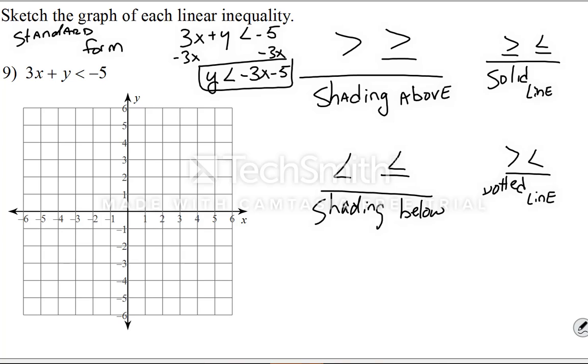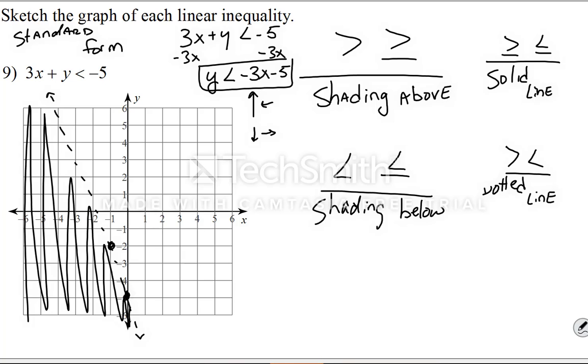I am going to graph it at -5 on the y. I'm going to go up 3, 1, 2, 3, left 1. You notice my movement for negative was up and left or down and right. I can't go down because I'm off the graph. That is why you need to memorize both movements. Now if I look at the symbol, it is a less than, which has two different things. One is it's a dotted line, and the other thing it represents is shading below. Below means -5. What's below -5? -6, -7. So that is why I'm shading this area here.